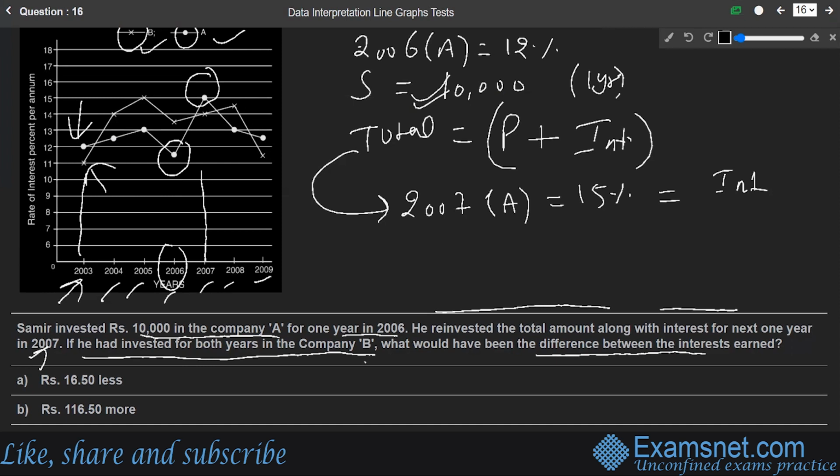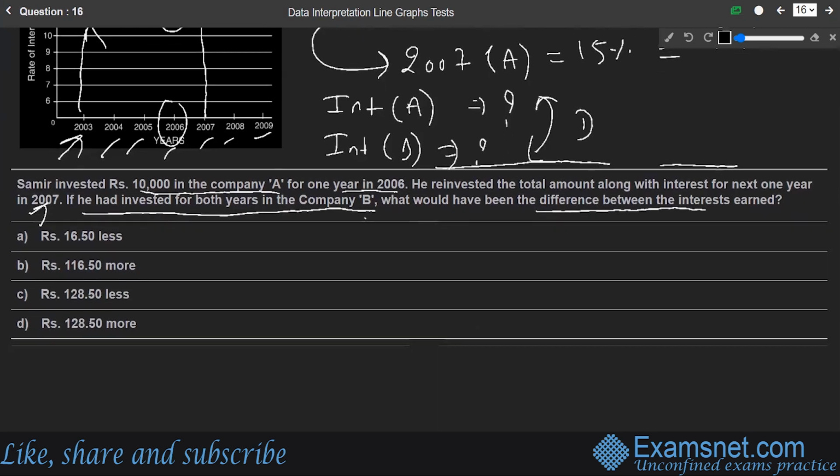So clearly, what we are supposed to find out is the total interest earned by investing in company A, then the total interest earned by investing in company B, and then the difference of these two interest amounts. Let us do it sequentially.